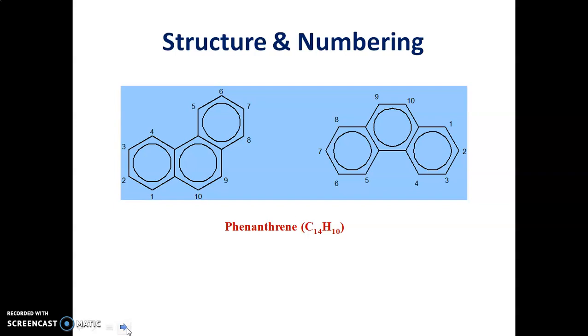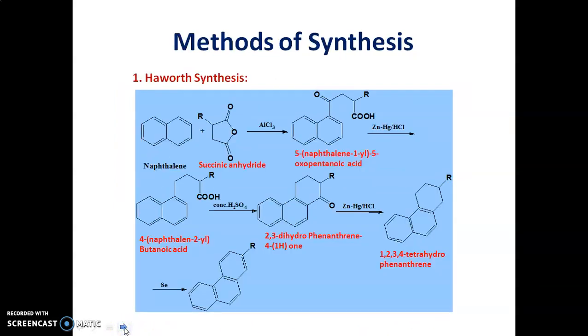It occurs in coal tar in anthracene oil fraction, and it is present along with anthracene in the green oil fraction of coal tar. The various carbon atoms of phenanthrene are numbered as shown here. So we can start numbering of the phenanthrene ring either in this way, or you can number the phenanthrene ring in this way. Let us see the different methods for synthesis of phenanthrene.